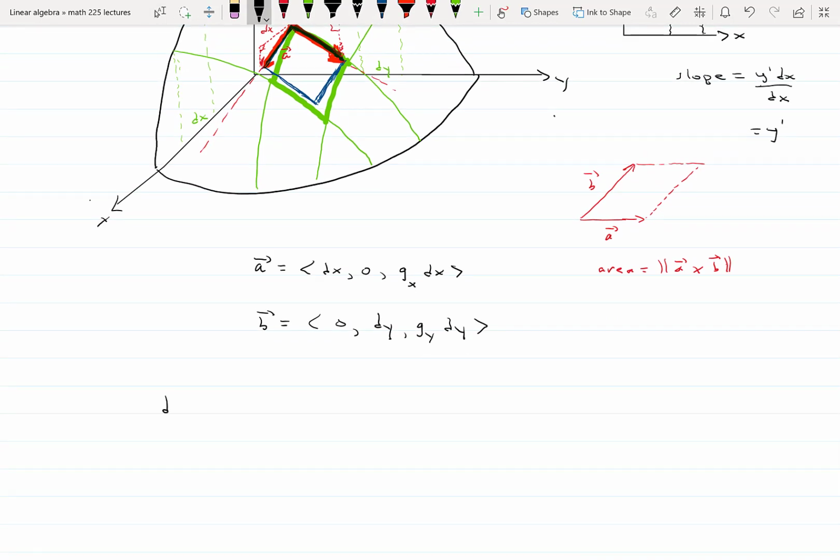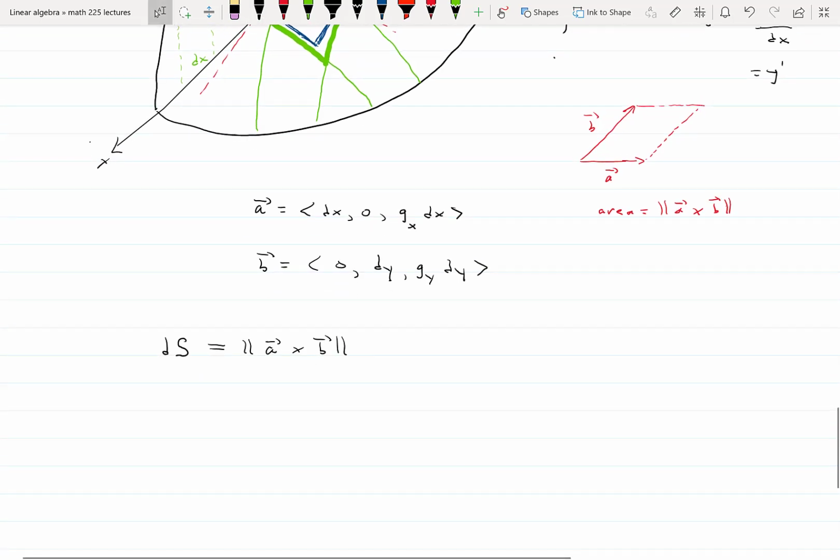Okay, so I want the surface area, the little dS. That little dS is equal to, because it's so small, the area of the patch of the tangent plane, which is the length of a cross b. So let's find the length of a cross b. So it's the length of the vector a cross b. Now let's form a cross b.